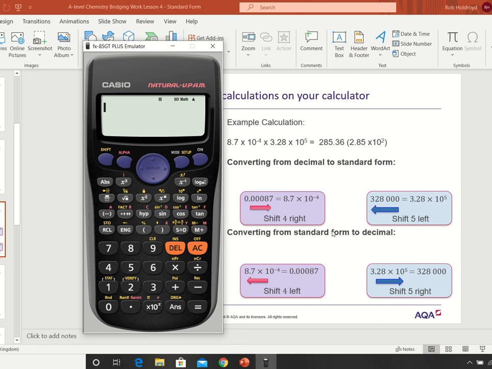Then let's do the other one we did earlier. 328,000, and then press equals. It automatically goes into the correct standard form.